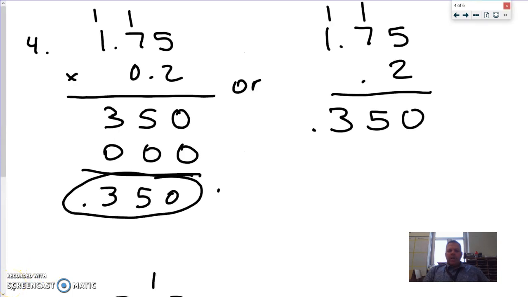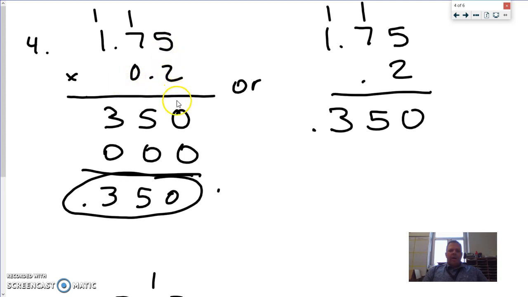The next thing that we have to do is we have to be able to multiply decimals. So as you can see in this problem, we have 1 and 75 hundredths times 2 tenths. There's a couple different ways that I can do this. They essentially are the same, but this one you can see has one more step. If you want to include the 0.2 because it is 2 tenths, it is okay to do that.